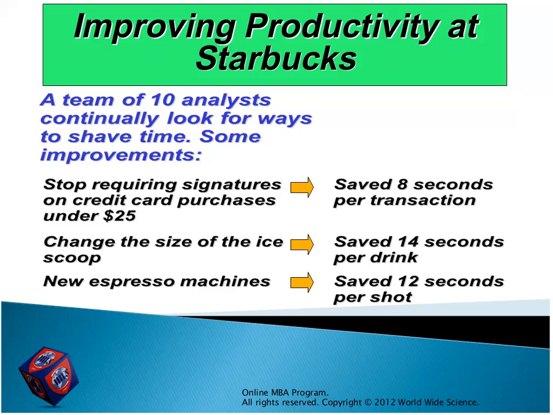Change the size of the ice scope. When they changed the size of the ice scope, they succeeded in saving 14 seconds per drink. And when they used the new espresso machine, they succeeded in saving 12 seconds per shot.